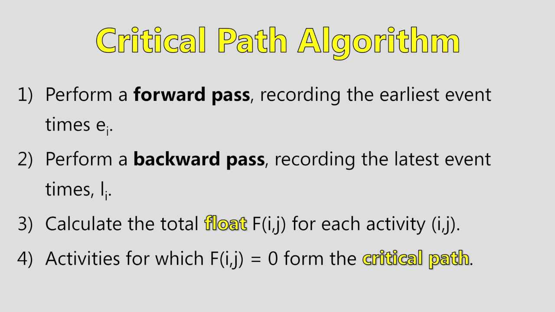And here is, I promised, the last algorithm, the critical path algorithm. 1. Perform a forward pass recording the earliest event times EI. 2. Perform a backward pass recording the latest event times LI. 3. Calculate the total float for each activity. Lots of people forget that in exam questions. And number 4. Activities for which the float equals 0 form the critical path. And then you'll probably be asked to write out the critical path, because that's what we're trying to find. That's the point of this topic.